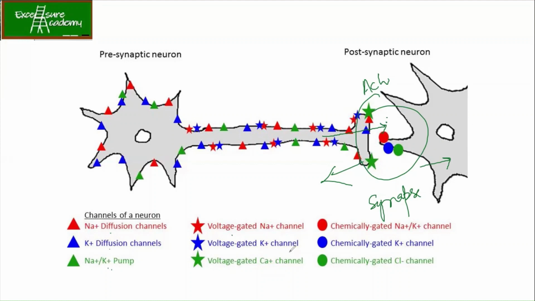ये एक हो गया. Now voltage gated कैसे? So they are present over here. Can you see? As mentioned, they are present in this region. And then the channels for the diffusion. So when you say diffusion channel, इसका मतलब क्या हुआ?